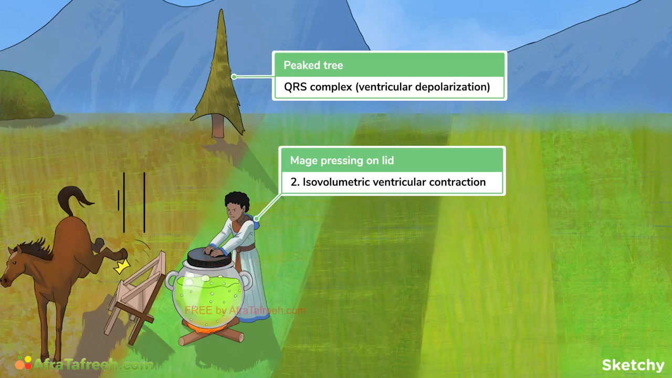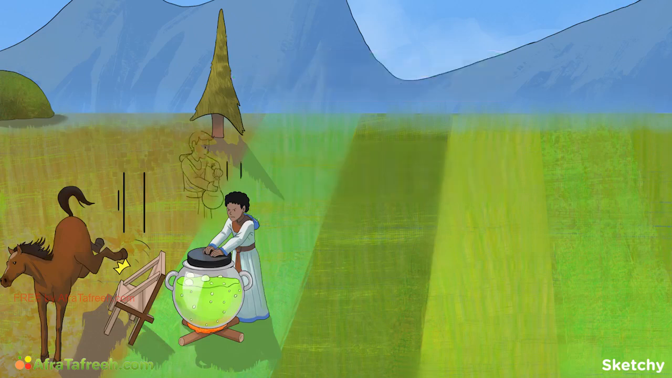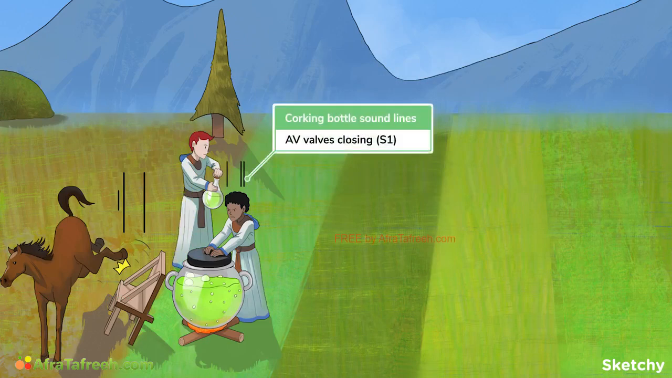This mage is holding down the top of this bubbling cauldron to help you remember this. Like isovolumetric ventricular contraction, this will increase the pressure inside, but keep the volume of potion unchanged. This is possible because as the ventricles contract, the rising ventricular pressure will force the AV valves, the mitral and tricuspid, closed, which produces the first heart sound, S1.